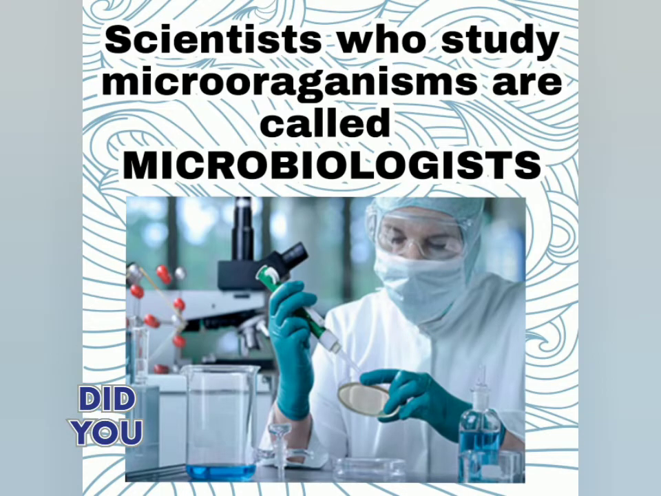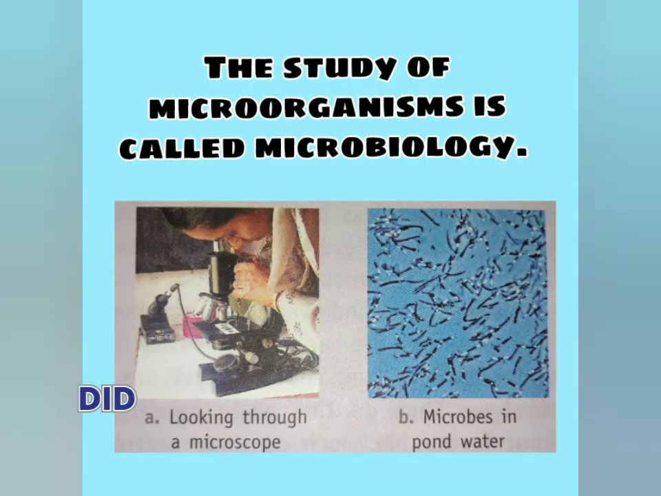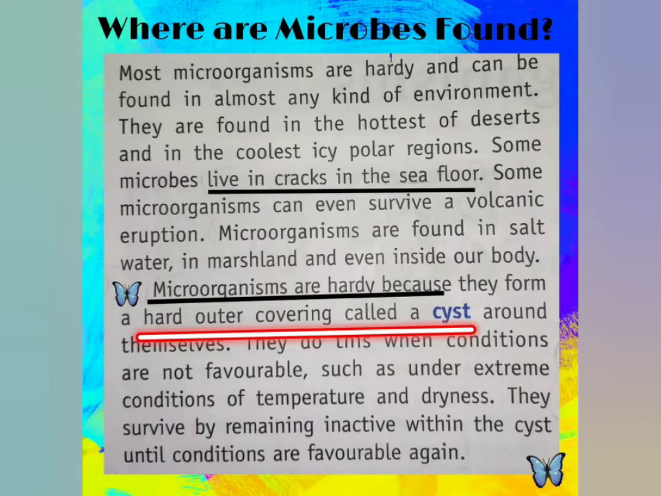The scientists who study microbes are called microbiologists, whereas the study of microorganisms is called microbiology. Where are microbes found? Most microorganisms are hardy and can be found in almost any kind of environment. They are found in the hottest of deserts and in the coolest, icy polar regions. Some microbes live in cracks in the sea floor. Some microbes can even survive a volcanic eruption.